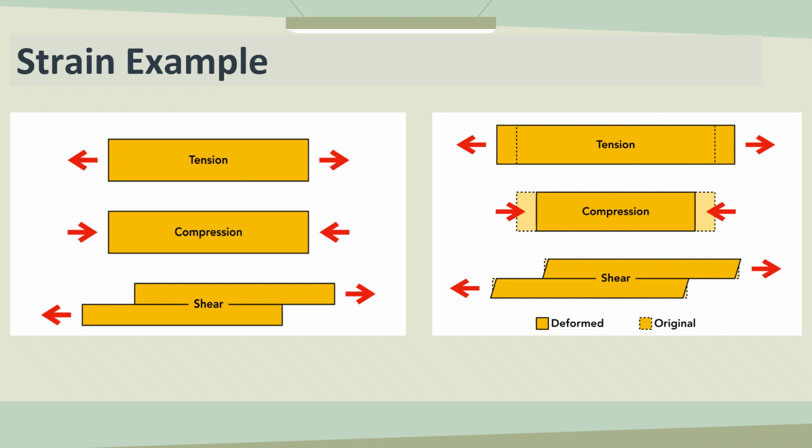The dotted line represents the original length and shape of the member before any load is applied. The shaded portion represents the deformed shape of the member after the load is applied. By comparing the original dotted outline with the deformed shape, we can clearly identify the deformation produced, and this difference represents the strain developed in the material.